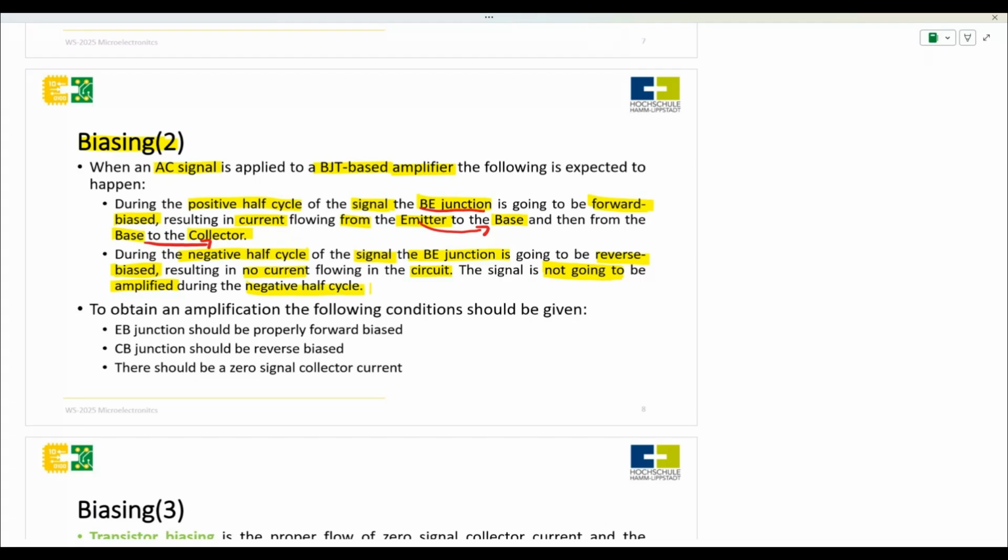So we have a positive half cycle, and we have a negative half cycle. In the positive half cycle, the BE junction is going to be forward biased, and we have a current flowing from the emitter to the base, then from the base to the collector. But in the negative half cycle, there is no forward bias, or in other words, we have a reverse bias, and this will result in no current flowing in the circuit.